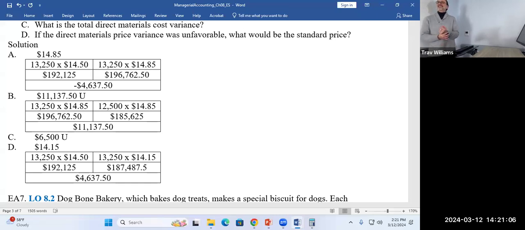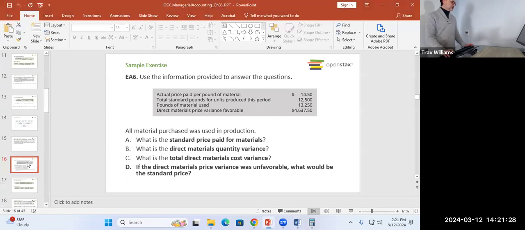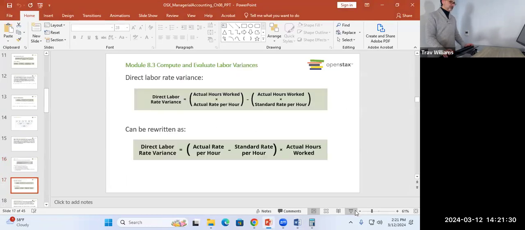A lot of steps. And they like to mix it up on us, so they're really checking to see if we understand what we're doing here. Is there anything you would like any clarification on this exercise? No? All right, well then, let's go on to labor.